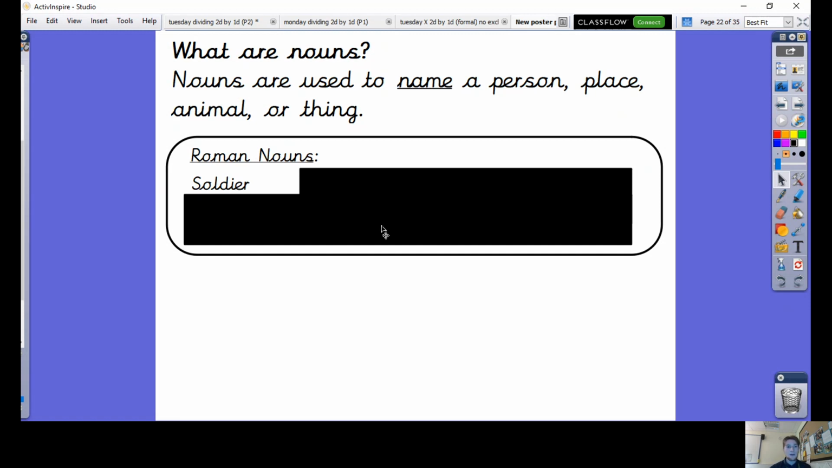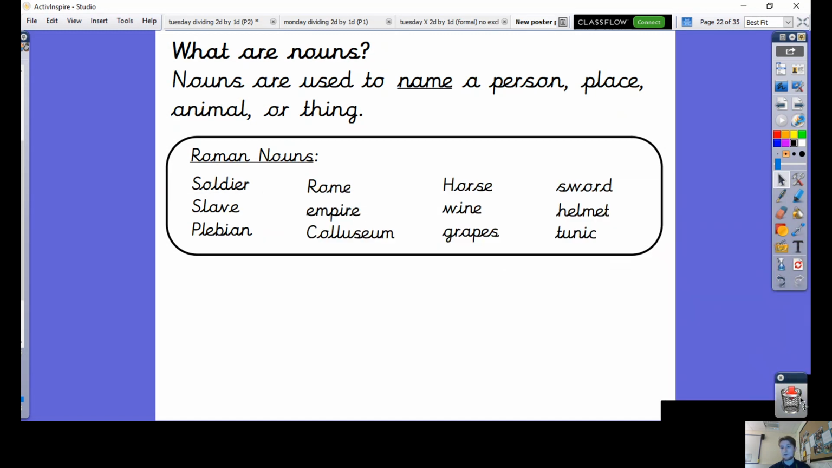Okay, right, let's go through some more. Great if you've got some good ideas. I've also named a few which I thought may help us when we're doing our poster. So I've put soldier, slave, plebeian. Remember, plebeians are the common people in the Roman Empire, sorry. Rome, that's obviously the city in Italy where the empire came from. Empire, Colosseum, remember that's the big round building in Rome, where there used to be a lot of battles or a lot of fighting there. Okay, so that's quite a nice noun to remember, Colosseum.